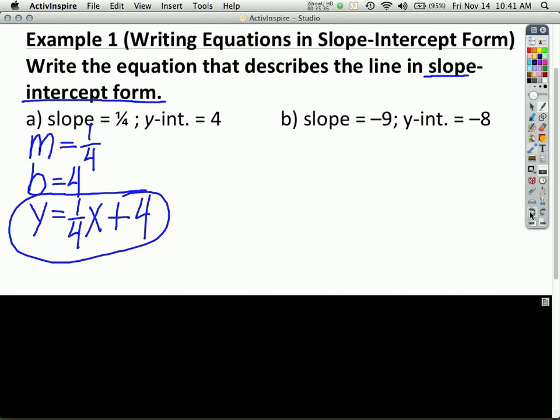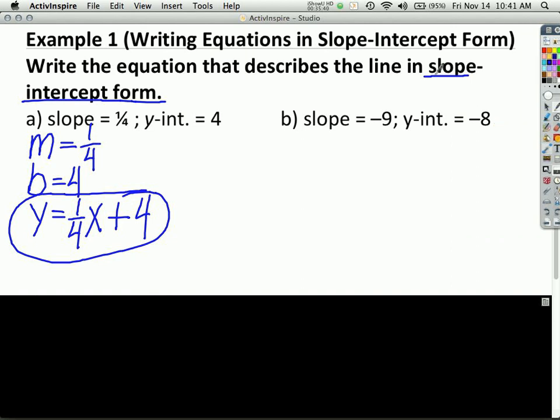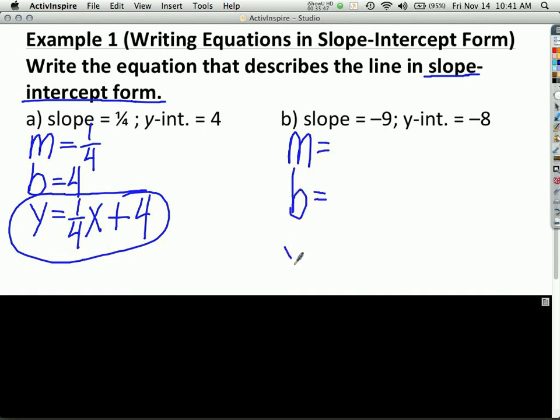So let's go to part B. We are given this information and we are asked to write an equation in slope-intercept form. We need M, B, and then Y equals. So get that set up. Trust me, I know what I'm talking about.